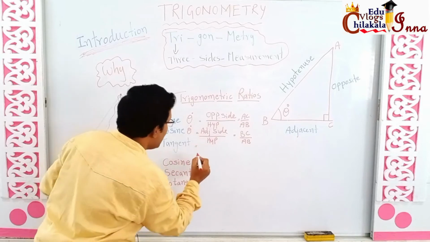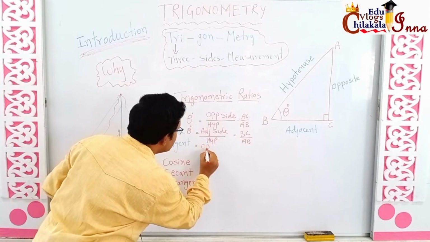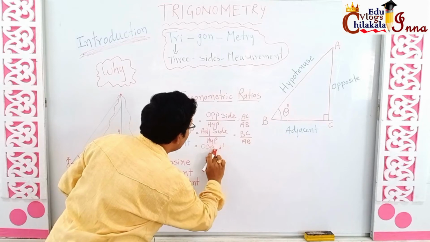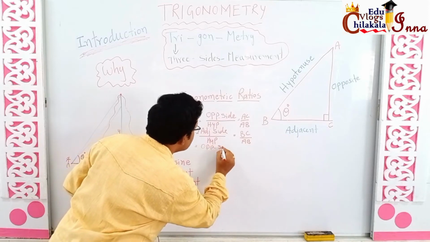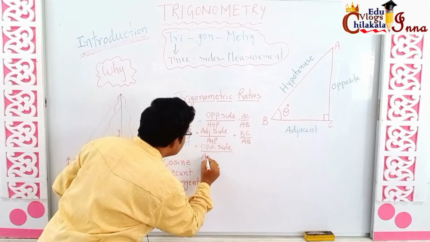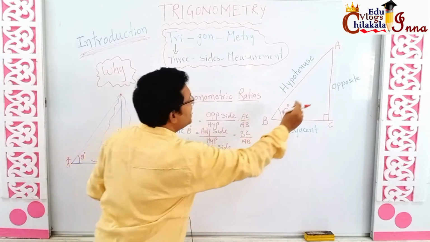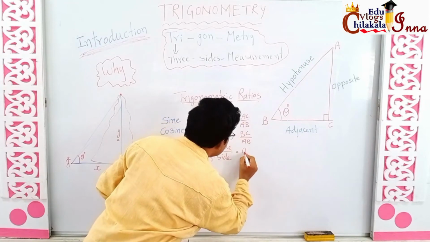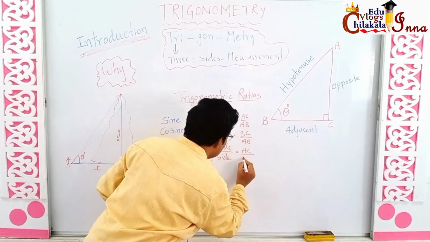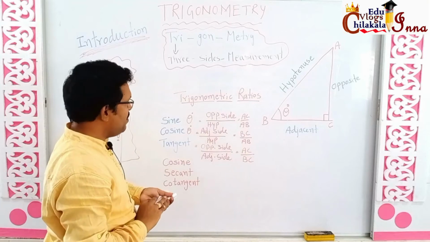Tangent. So what is tangent? Tangent is opposite side by adjacent side. So what is the opposite side here? AC. And what is adjacent? BC. Very good. So that much you should remember.